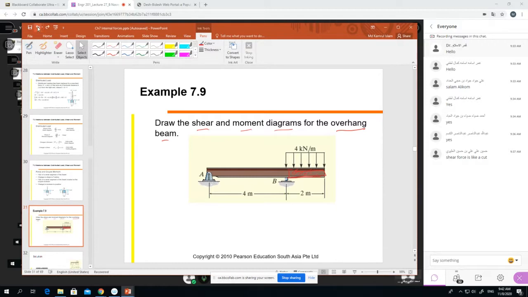Now, the first step is to calculate the reaction force. Now, can you tell me please what is the reaction force? Can you calculate? Anyone? You can calculate the reaction force. How much is the reaction force?